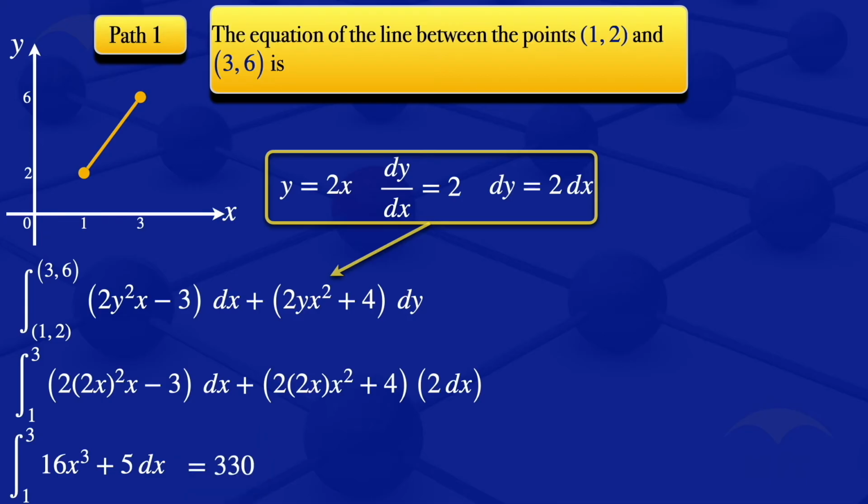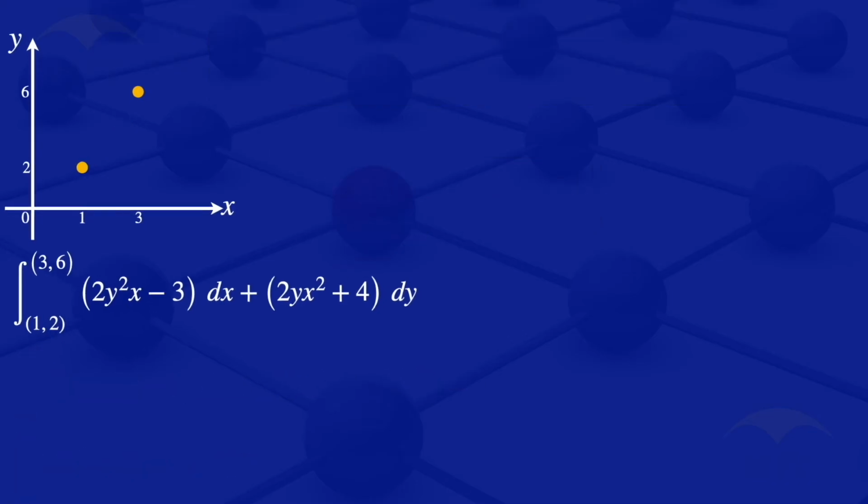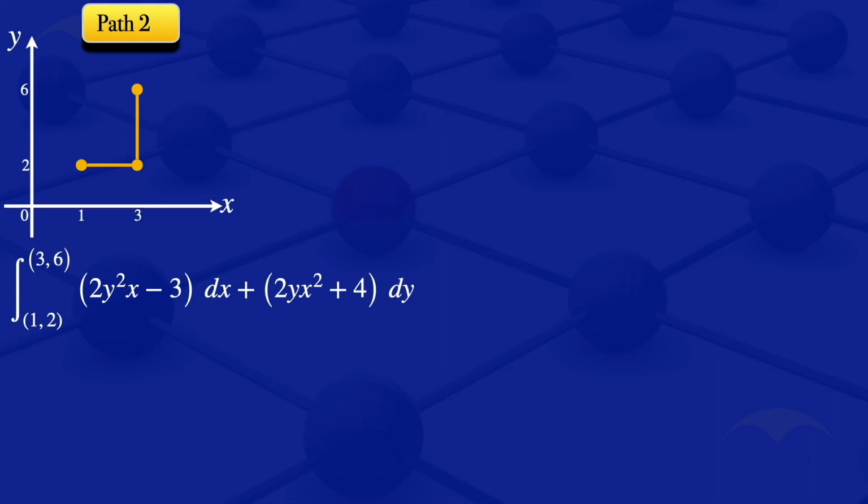So that's the result there when we have chosen path number 1. I can now go on and look at path number 2. For path number 2, we first move horizontally, then vertically upwards. We are having 2 different curves there for that path 2.